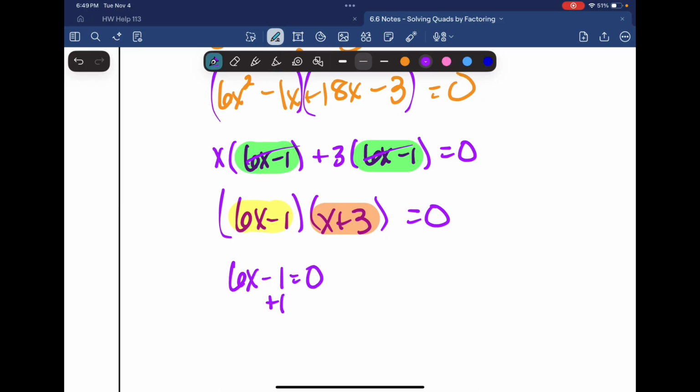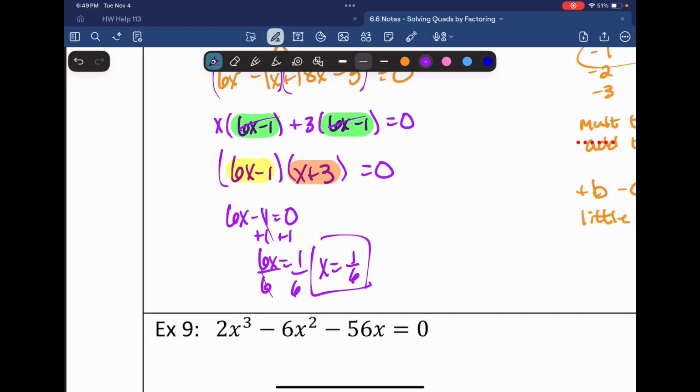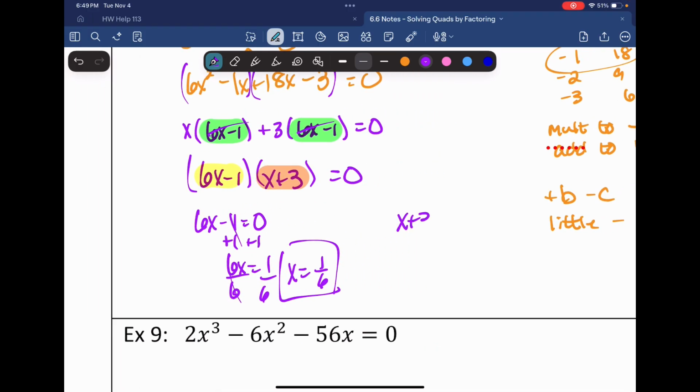So add 1. Divide by 6. It's okay if your answer is a fraction. Subtract 3.